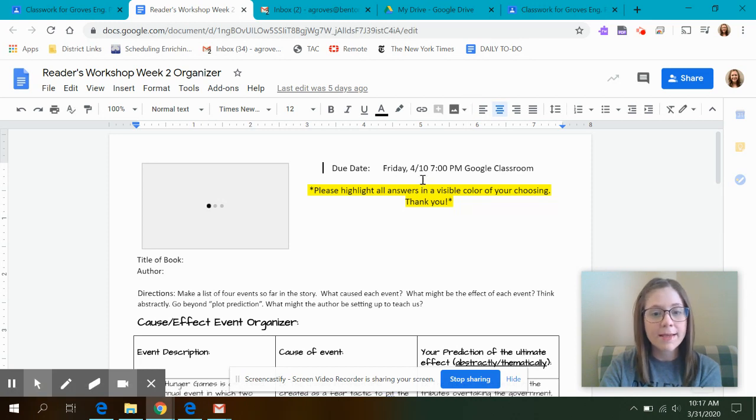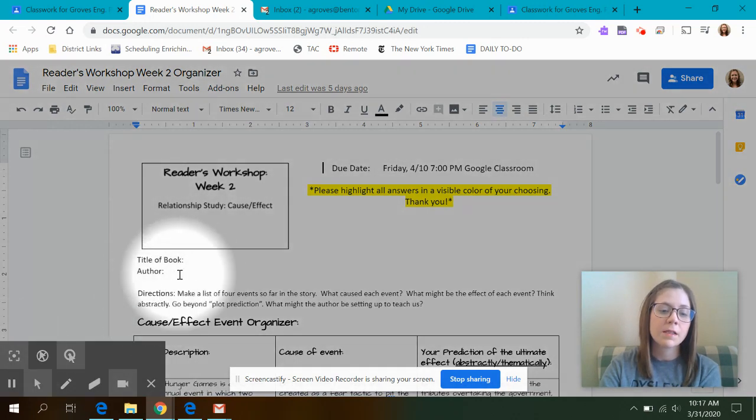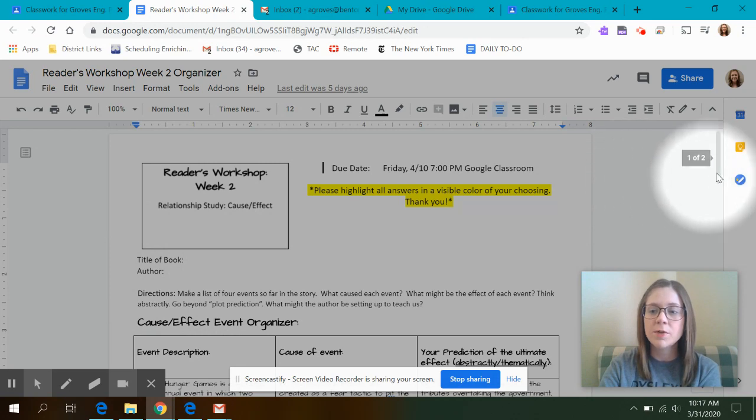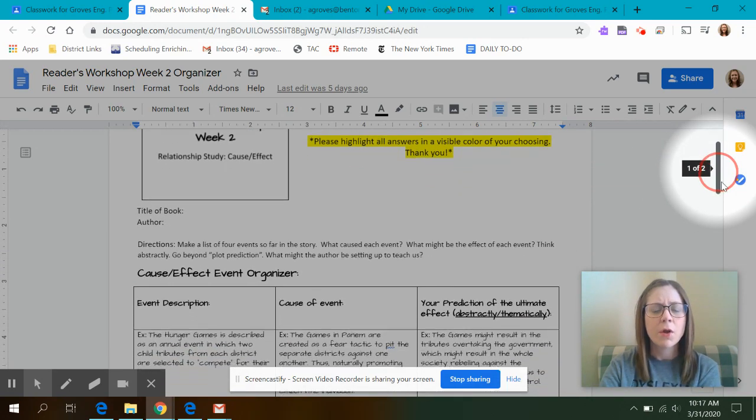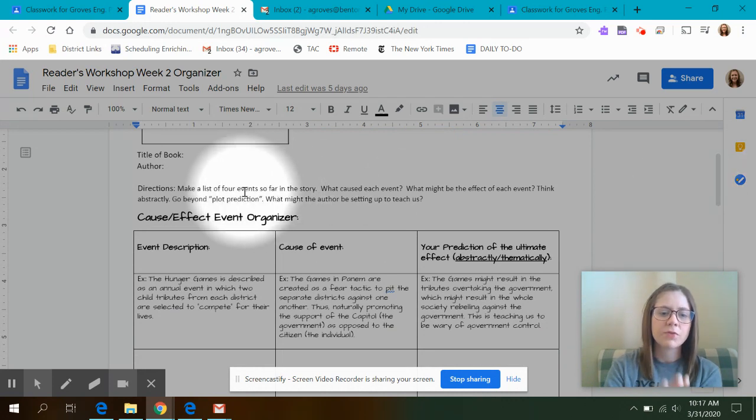So it's due Friday at 7 p.m. Please don't forget to highlight your answers. You're going to repeat over here the title of the book and the author. And then we're doing a cause and effect organizer, but you're going to need to read the directions really carefully. Make a list of 4 events so far in the story. So your list of events will be here: 1, 2, 3, and 4.